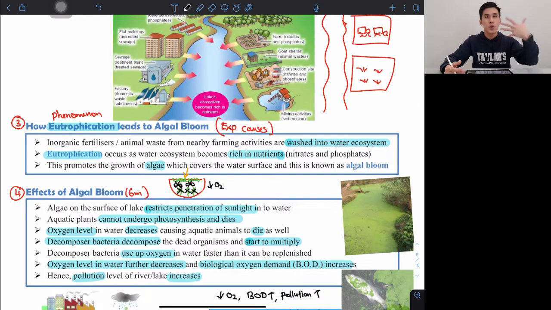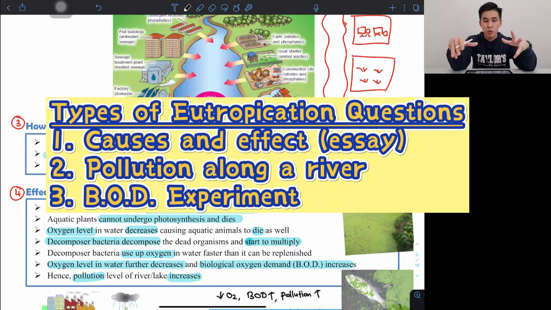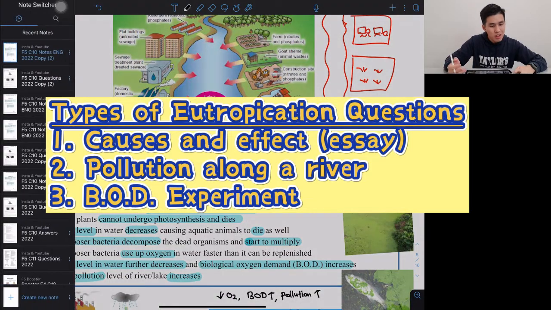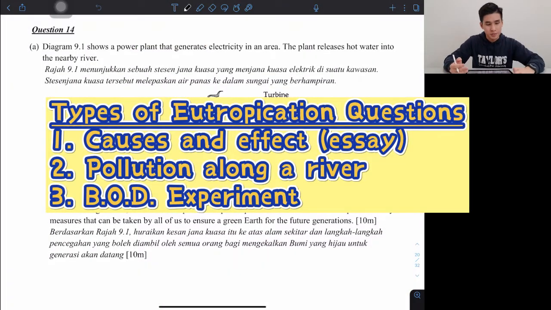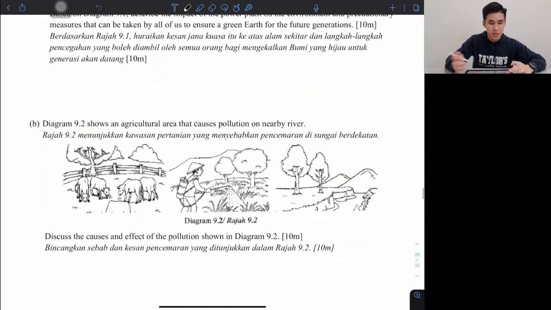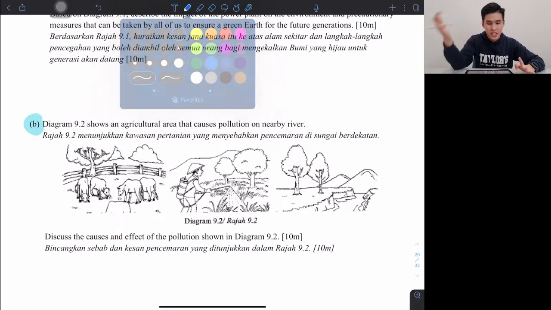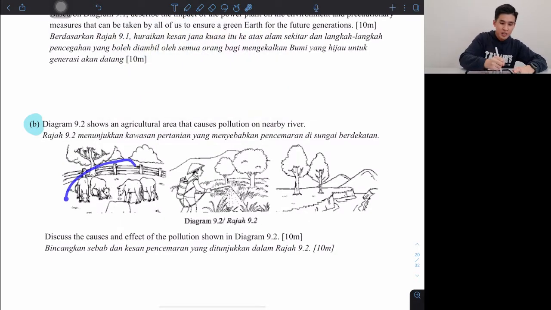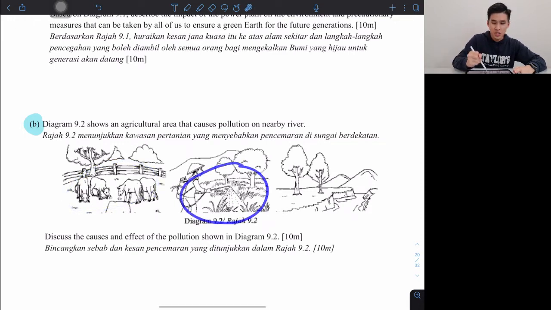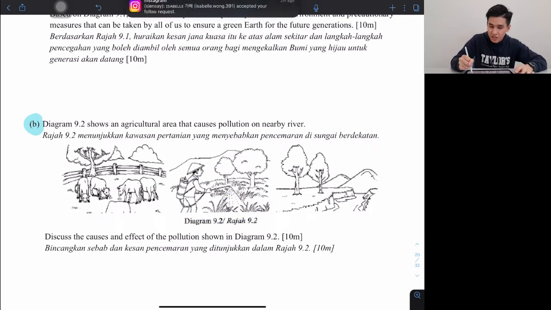So let's do a few questions. Not just essay, but there will be quite a few tricky structural questions as well. So let's look at essay first lah. Okay, question 14. We look at this one here, B. So as I said just now, whenever you see farming, animals, plantation, this fella actually is spraying inorganic chemical fertilizer near a river. So you can see nearby a river, right?